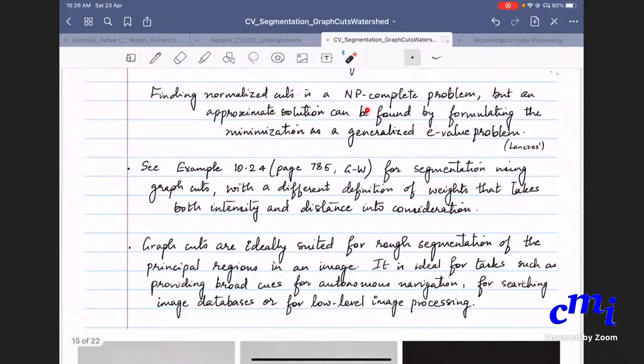Finding the normalized cut is an NP complete problem, but it can be viewed as a generalized eigenvalue problem. That generalized eigenvalue problem can be solved, in fact can be further reduced to a simple eigenvalue problem, and then solved using standard eigenvalue methods.